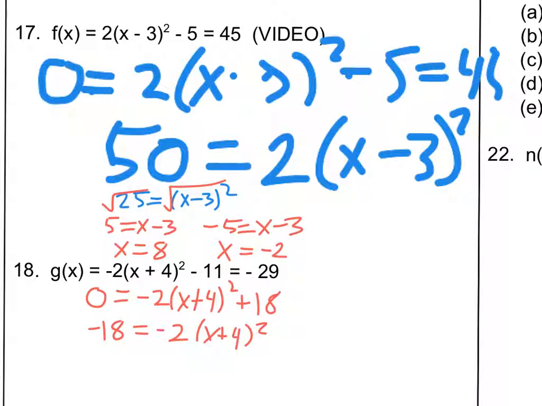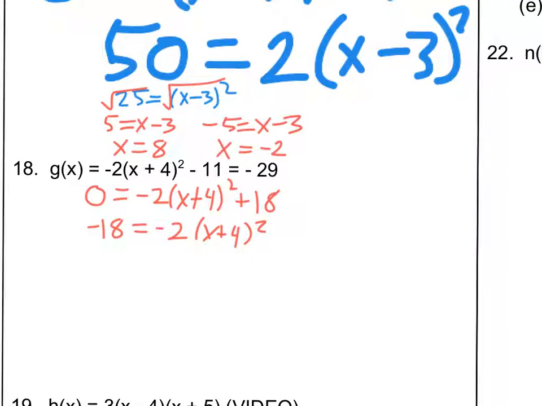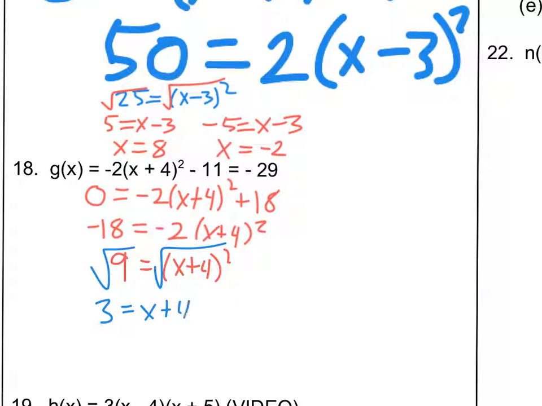Divide both sides by negative 2, and we end up getting 9 is equal to x plus 4 squared, and I'm realizing as I do this that this was not a video problem in the first place, so, well, there's that. We get 3 is equal to x plus 4, and negative 3 is equal to x plus 4. That leaves us with x equals negative 1 and x equals negative 7.